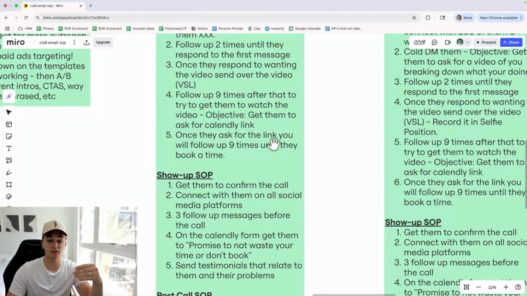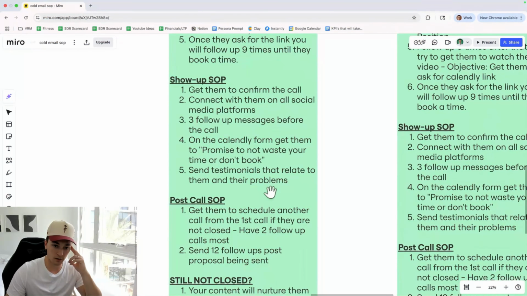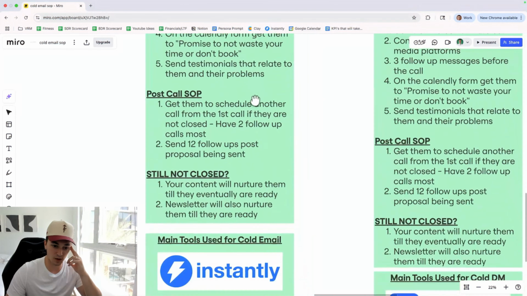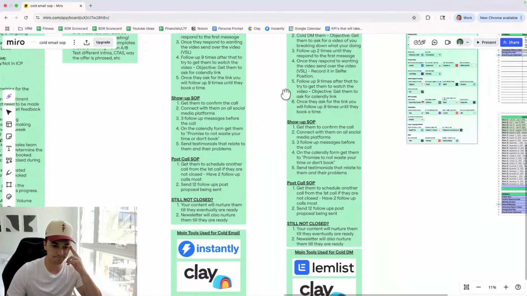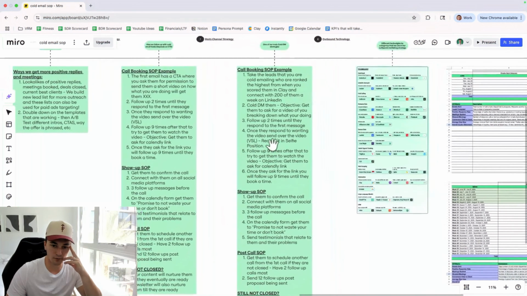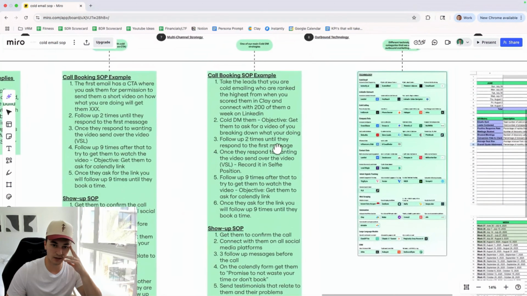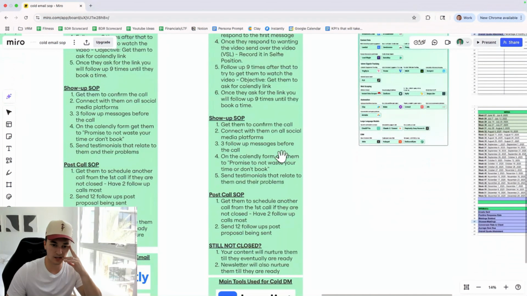Now, if they ask for the link, and we send them the link from the book and call, and they don't book it, we'll follow up 9 times until they book a time. Okay. And this is part of our show up SOP, post call SOP. There's more to it, but that's just to give you some idea of what we're doing here. And it's literally the same thing with cold DMs with the follow-ups and stuff.